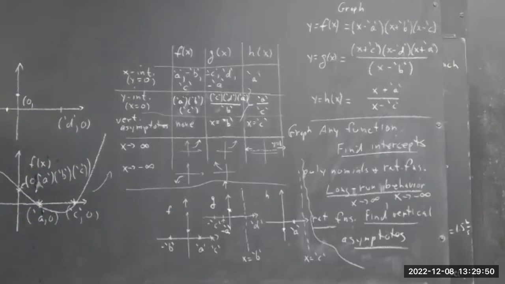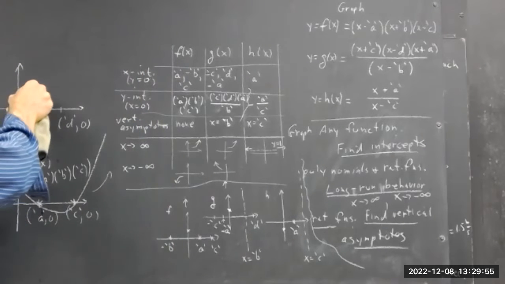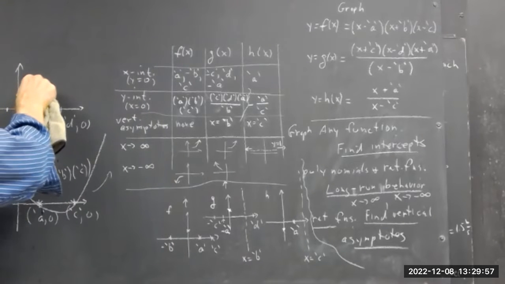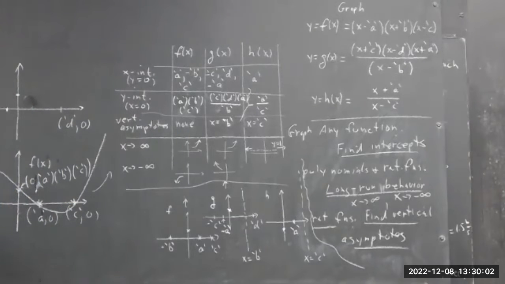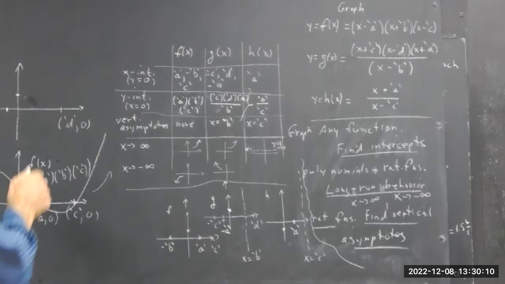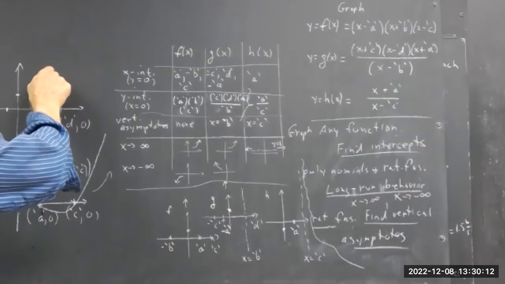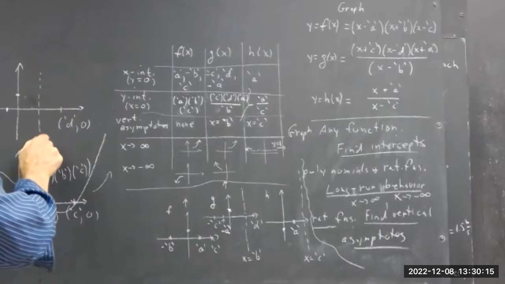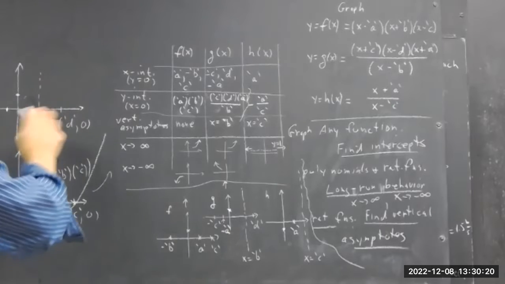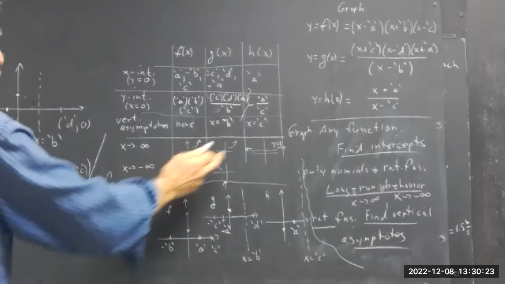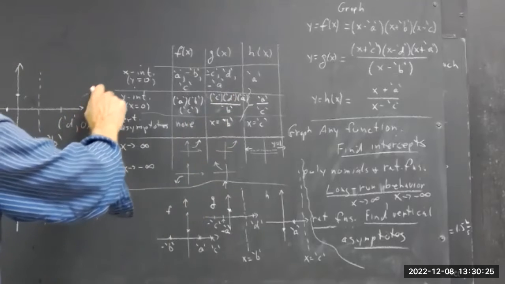I'll label it over on the other side. Okay. And we've got our vertical asymptote still at x equals b. Now we've got our long run behavior, which goes up to the right and up to the left for reasons we worked out earlier.